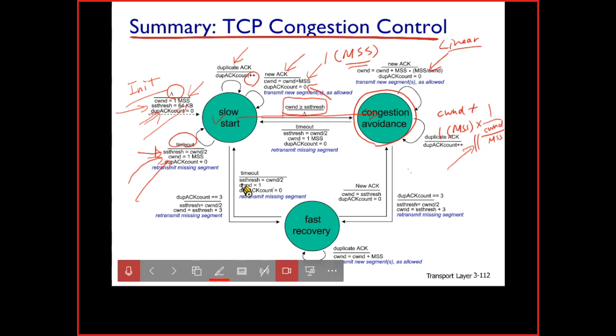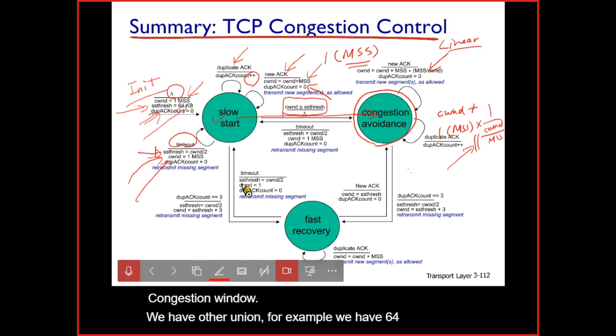So for example, we have 8. If we have 8, then you don't increase by 1 MSS. You use 1 over 8. And once an ACK is added, it increases a bit and increases a bit. So this is a way to allow you to have the linear trend, the linear way to increase the congestion window.